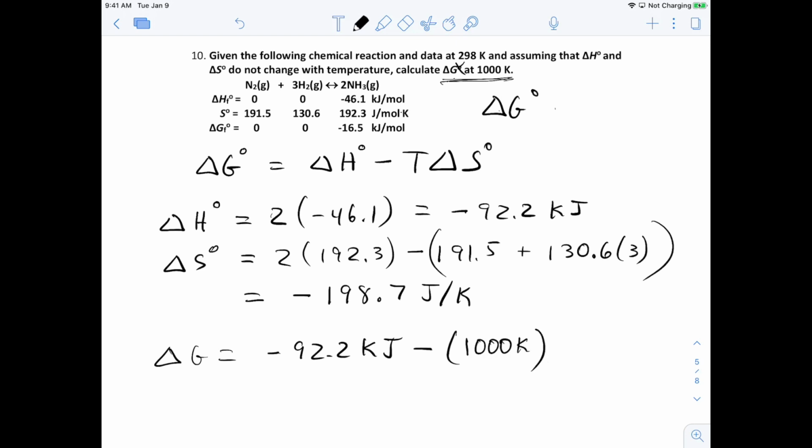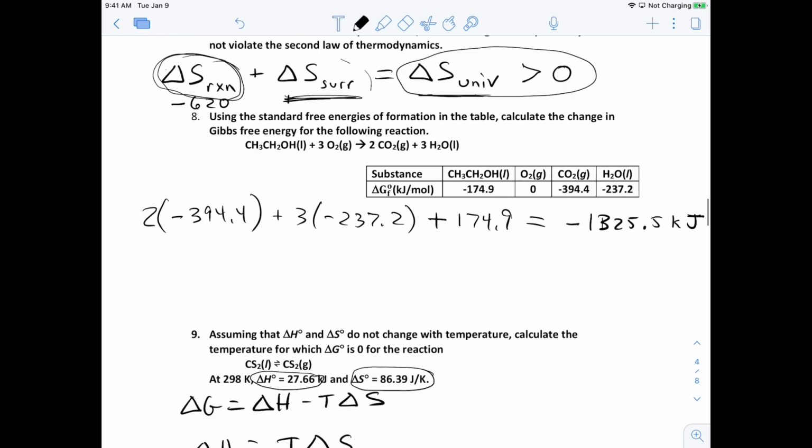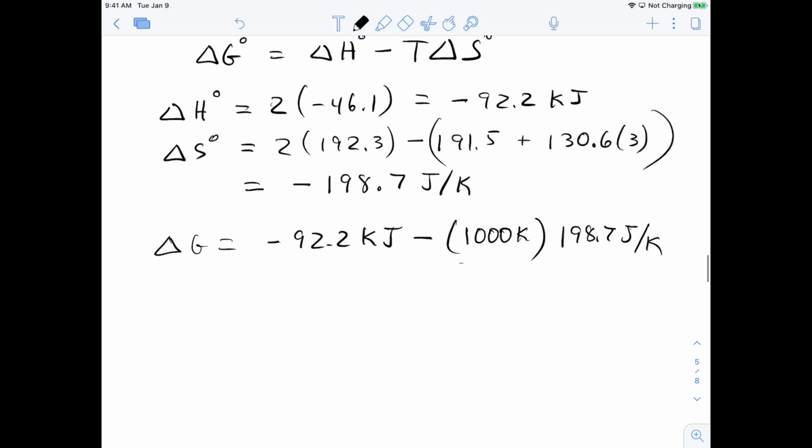and delta S is 198.7 joules per Kelvin, which, the 1000 turns this joules into kilojoules. So you have to turn this, why does it happen all the time? Turns the second term into kilojoules by just multiplying it by 1000, and you'll end up with 106 positive, because this is 198.7 kilojoules, this is minus 92.2 kilojoules, you get 106.5 kilojoules.